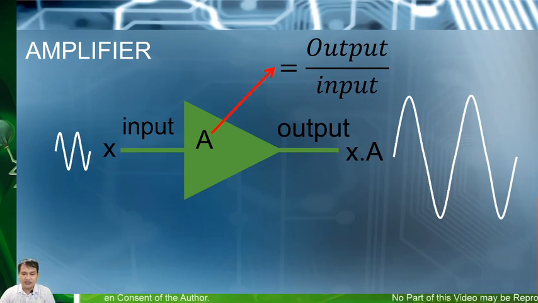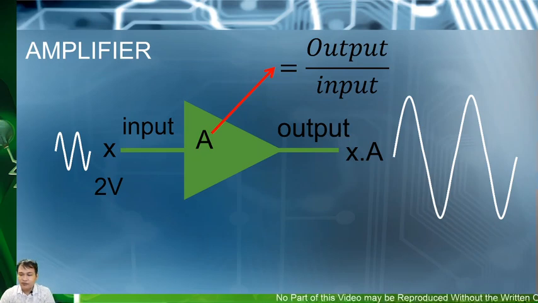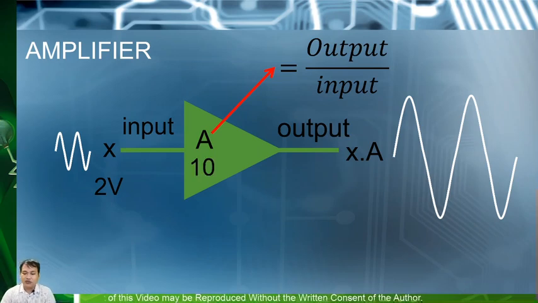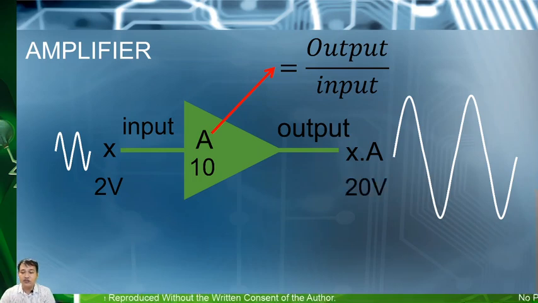For instance, let's say I have a signal here of 2 volts, which I put in the input of an amplifier that has a gain or amplification factor of 10. We will get an output voltage of that amplifier of 20 volts.